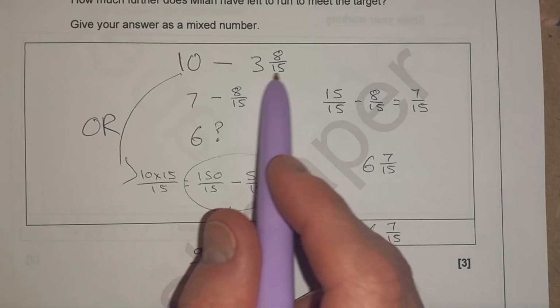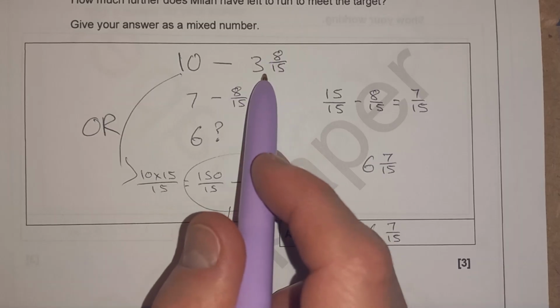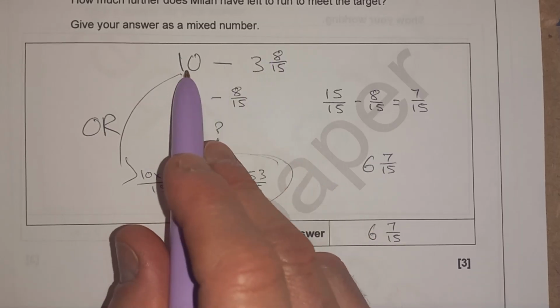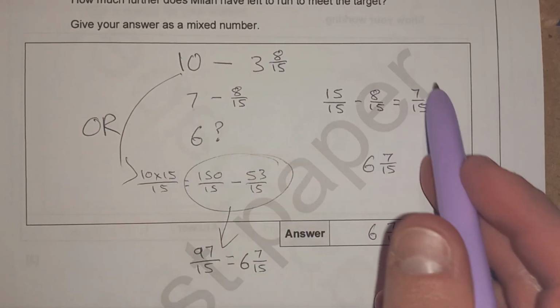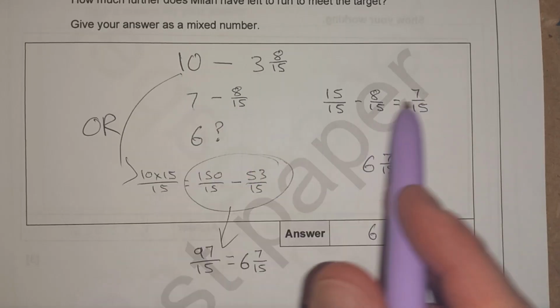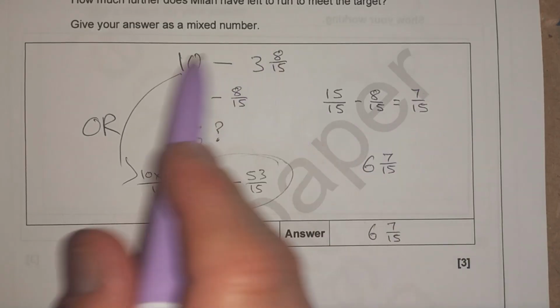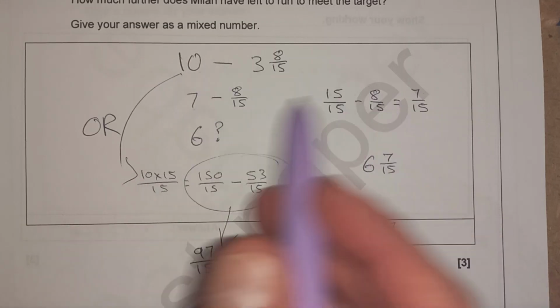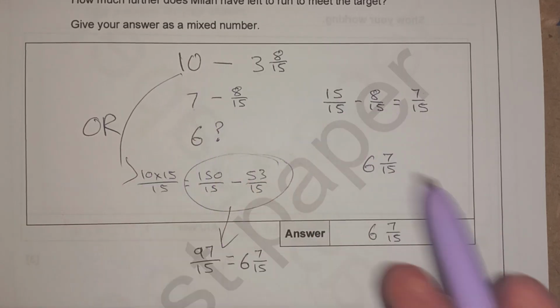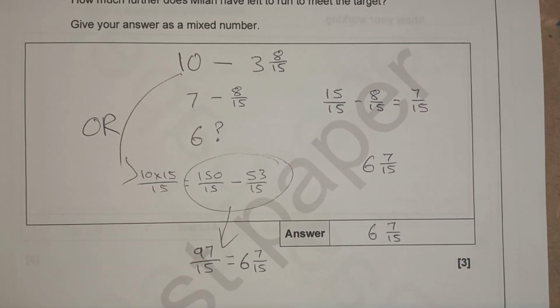The thing that would be an easy mistake to make here would be that we take off the 3 to make it 7. We do this calculation and then we say that there's 7 and 7/15 left. But you've got to think, well, no, I'm taking more than 3 away from 10, so my answer's got to be less than 7. It can't be 7 and something. And we get down to 6 and 7/15.